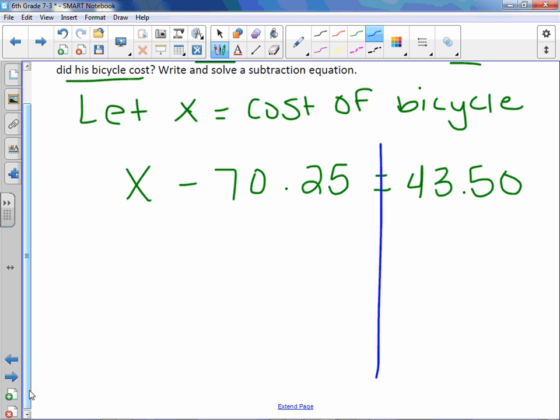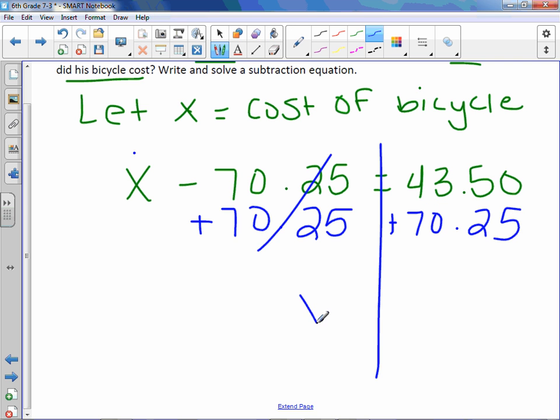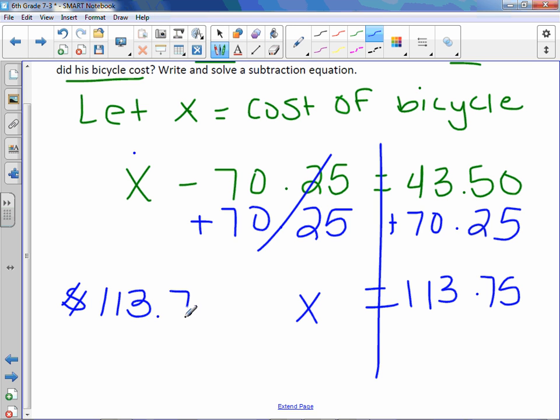Solve the equation. X is on the left-hand side. I need to get rid of the minus 70.25, so I'm going to add 70.25 to both sides. Make sure you line up those decimals. Bring down your decimal point. So his bicycle cost $113.75.